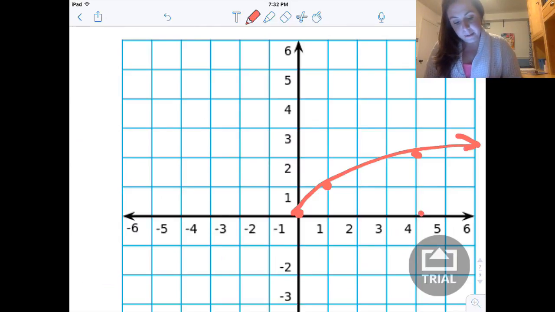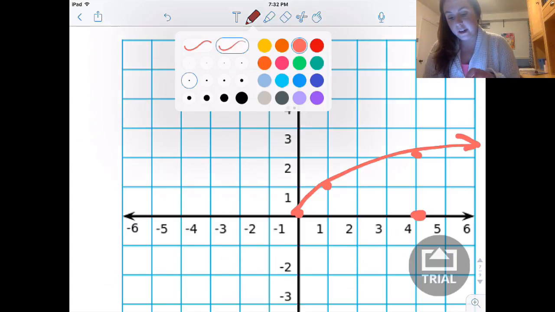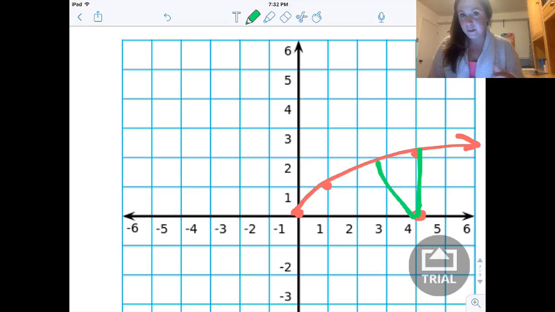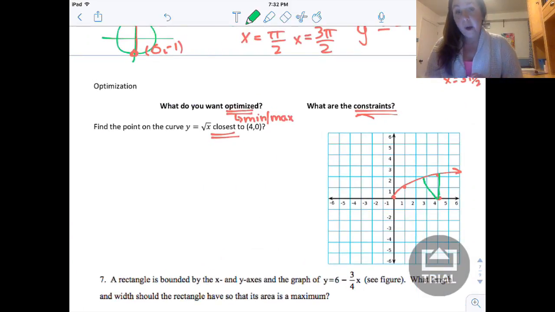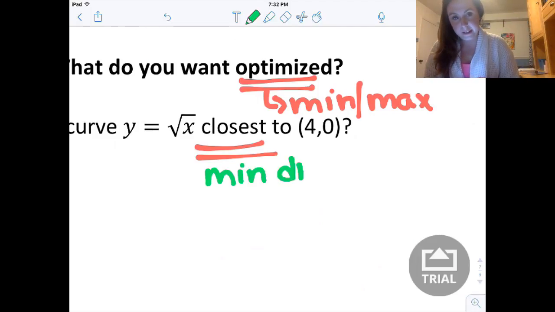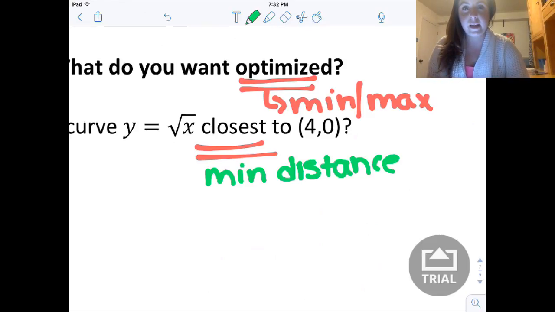And it asked me about the point (4, 0). So the question here is the closest point right there? Is there a closer point somewhere like diagonal? That's what we want to check out here. So we want to find something closest, which means we want the minimum distance. Okay, we want the minimum distance. That's the goal there.